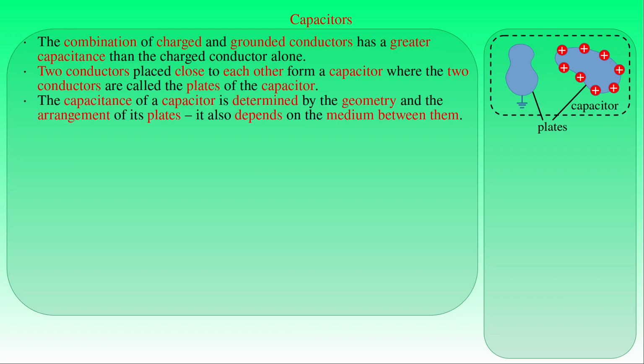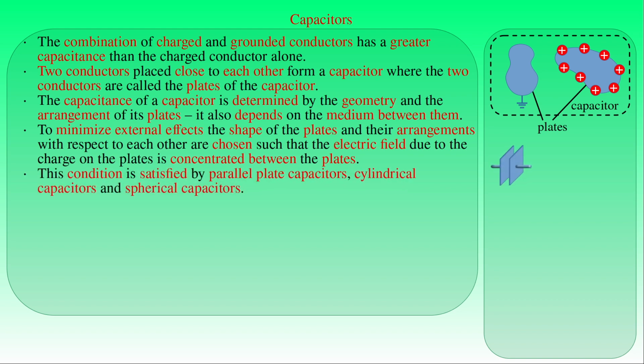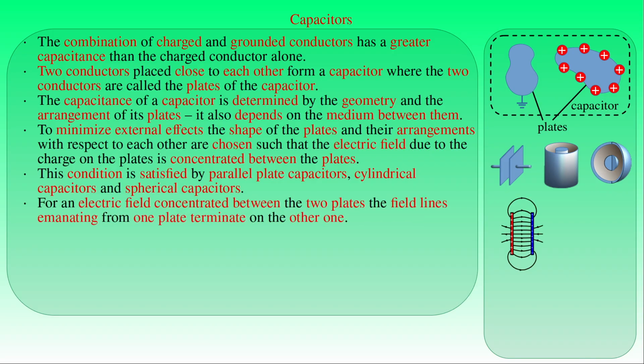In order to prevent external objects from having an effect on the capacitance of a capacitor, or just minimize their effect, it is desirable to choose the shape of the plates of the capacitor and their arrangement with respect to each other such that the electric field due to the charges on the plates is concentrated between the plates. This condition can reasonably be satisfied by two parallel flat plates separated by a small distance, known as a parallel plate capacitor, two coaxial metallic cylinders called a cylindrical capacitor, or two concentric metallic spheres known as a spherical capacitor. If the electric field is concentrated inside a capacitor, then the electric field lines emanating from one of its plates must terminate on the other plate. As a result, the same amount of opposite electric charge is stored on each plate.